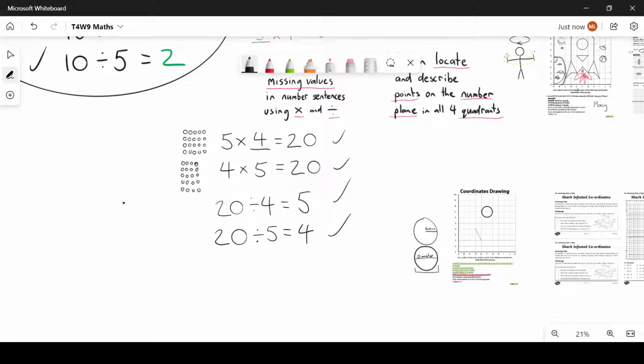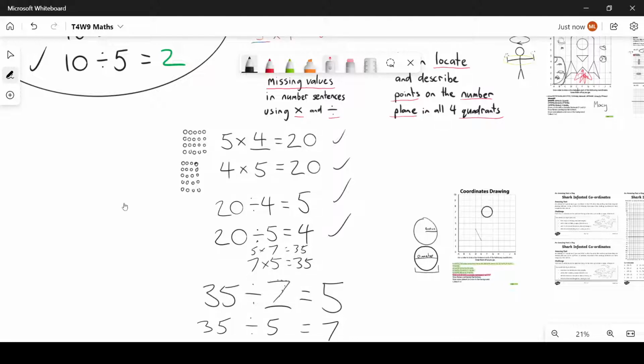So another one could be 35 divided by what equals 7. Actually, I'll switch that around. Let's say that's 5. You probably already know now if I switch them around, this one's going to be 7 because 7 times 5 equals 35. That means 5 times 7 equals 35. And that means if I go backwards, 35 divided by 5 equals 7, or 35 divided by 7 is 5.